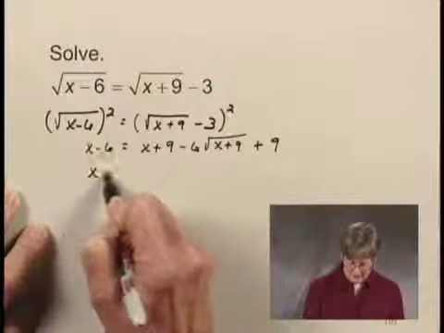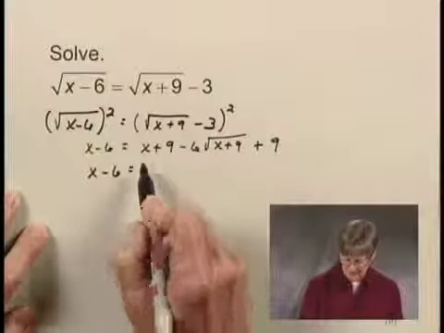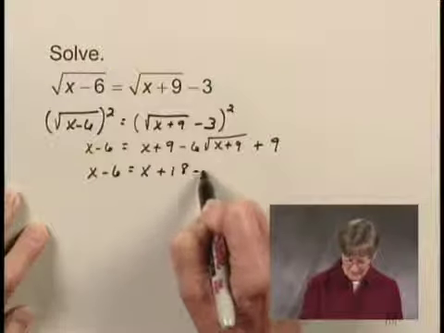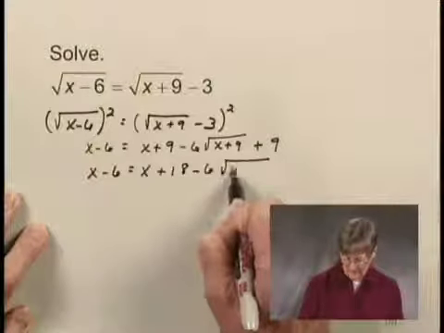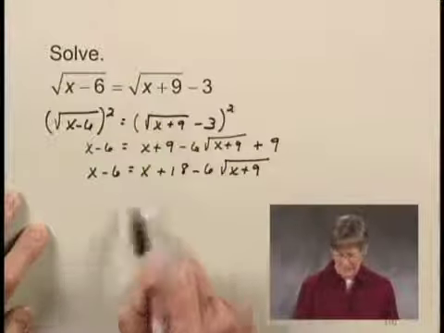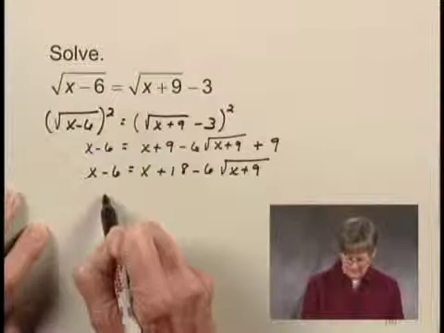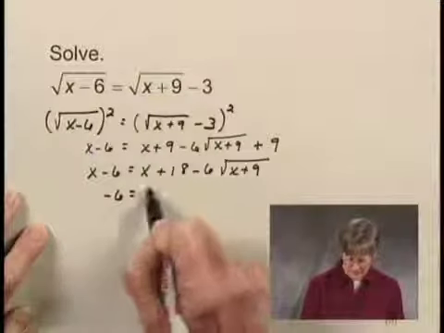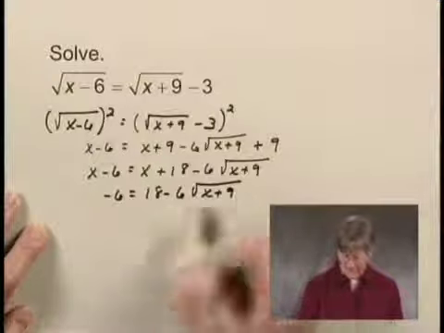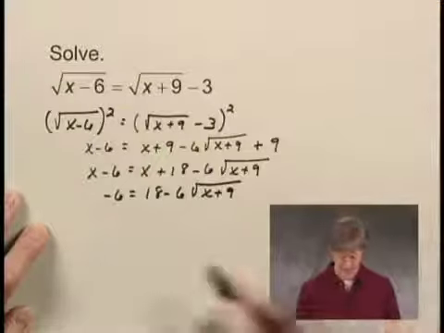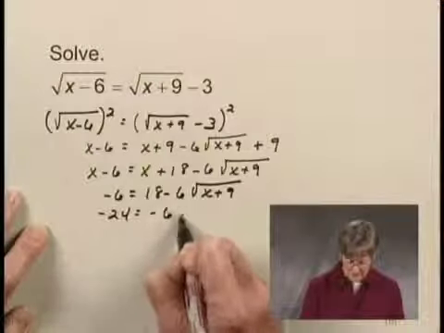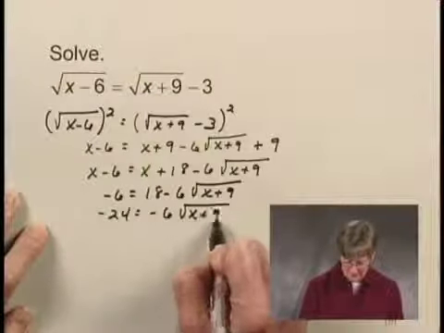Now let's collect like terms on the right-hand side. I would have x, and I've got two 9s, so I would have x plus 18 minus 6 times the square root of x plus 9. If I subtract x on both sides, I get negative 6 equals 18 minus 6 times the square root of x plus 9. And if I subtract 18 on both sides, I get negative 24 equals negative 6 times the square root of x plus 9.